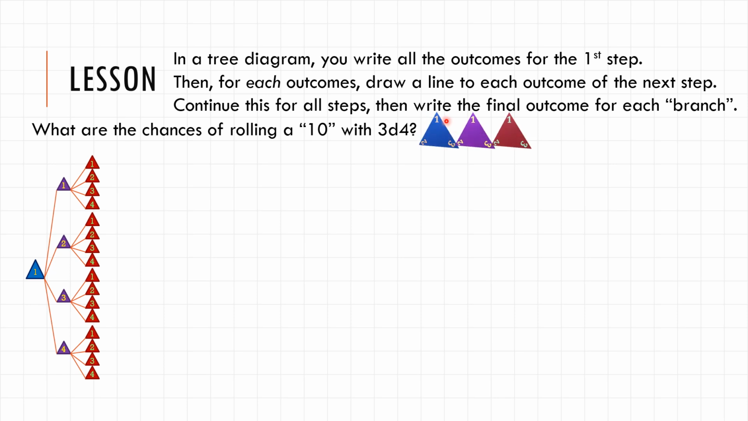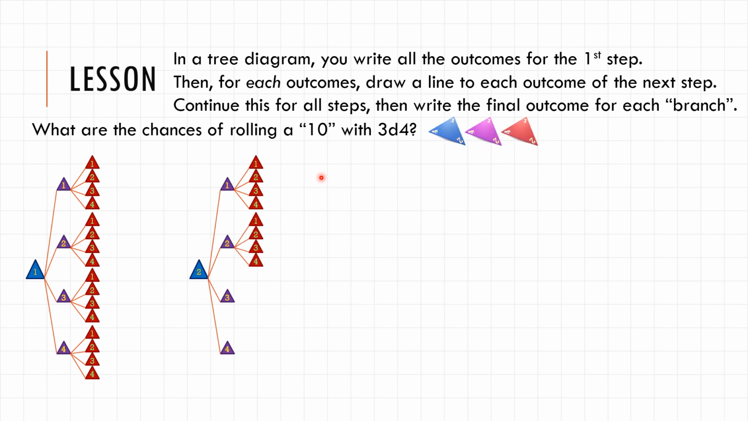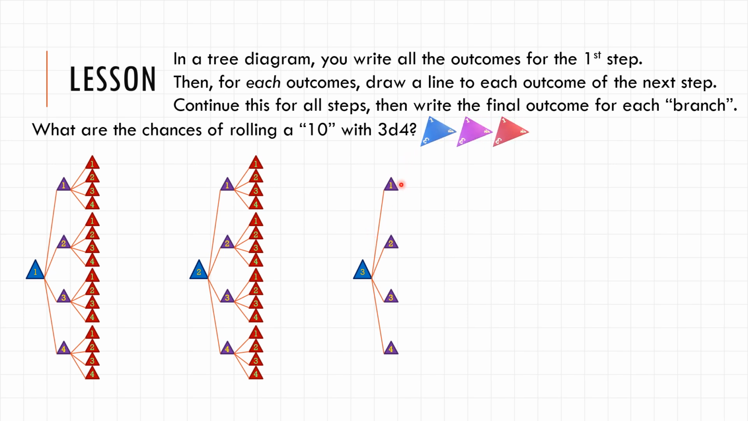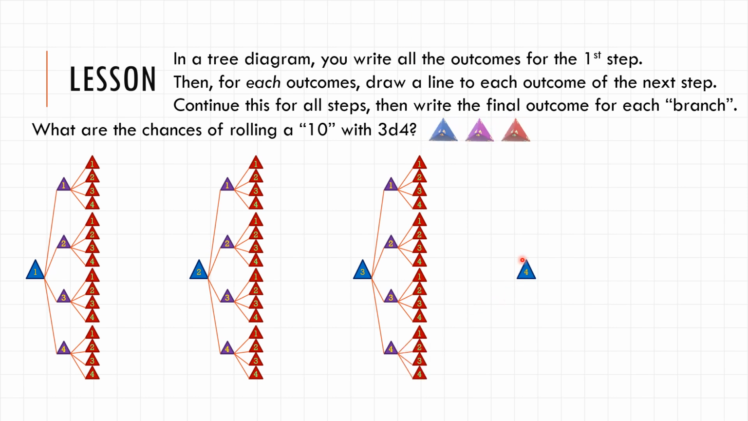But of course, I don't have to roll a 1 on the first dice. I could roll a 2. And that would have 4 different outcomes for the purple dice, and then for each of those outcomes, 4 different outcomes for the red dice. I could also roll a 3 on the blue dice, and that would again have 4 different outcomes for the purple dice, and for each outcome, 4 different outcomes for the red dice, 1, 2, 3, or 4. And finally, the last outcome for the blue dice is a 4. And if I roll that, I could roll a 1, 2, 3, or 4 on the purple, and for each of those, a 1, 2, 3, or 4 for the red dice.